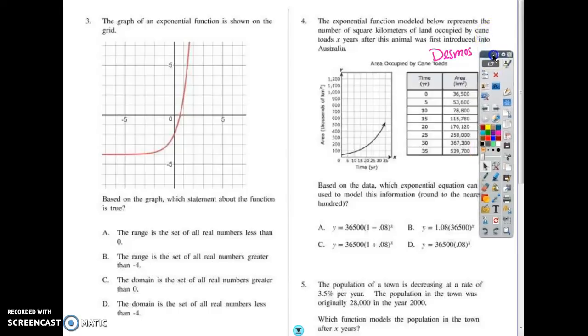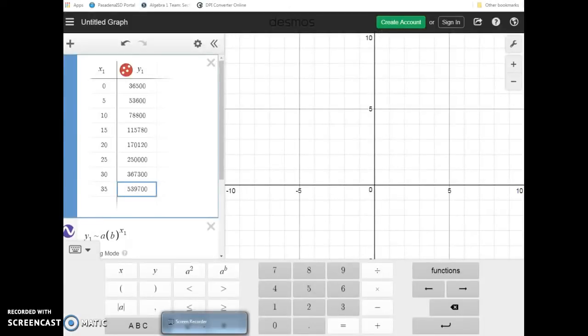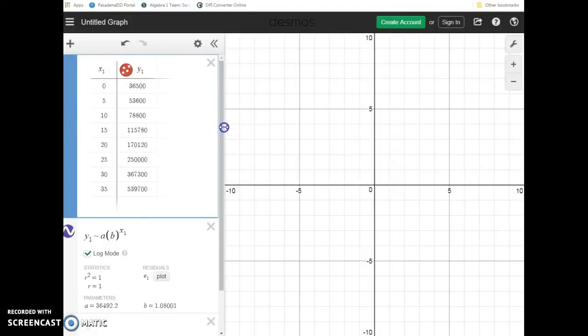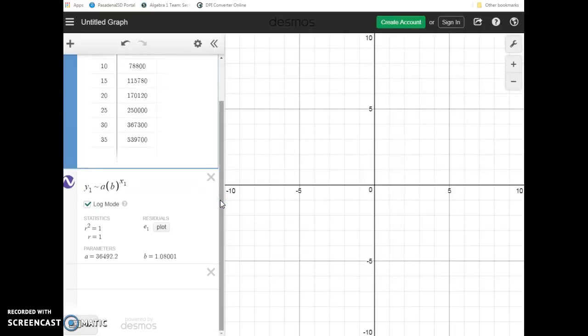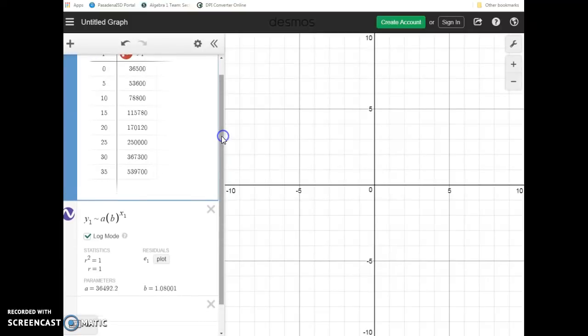When you put this table in decimals, this is what it looks like. So when I typed it in decimals, this is what my table looks like for problem number 4. And when you go down, this is the equation. So we started with, and again, you can round that. This is really what we started with. Wait, that needs to have another 0? No. 36,500. Yeah, 36,500. And then it's going up by 1.08, which is 8% increase.